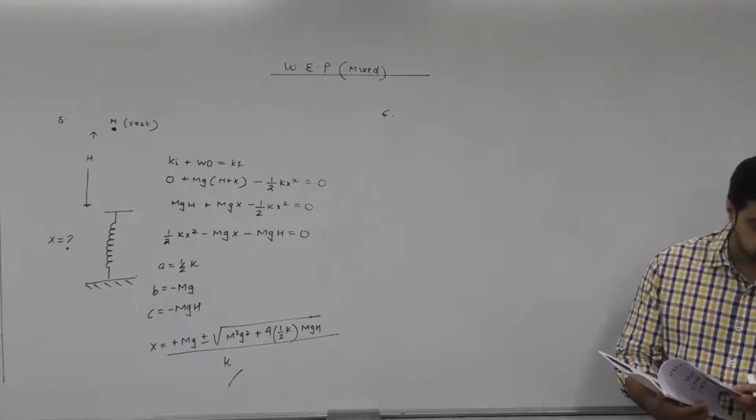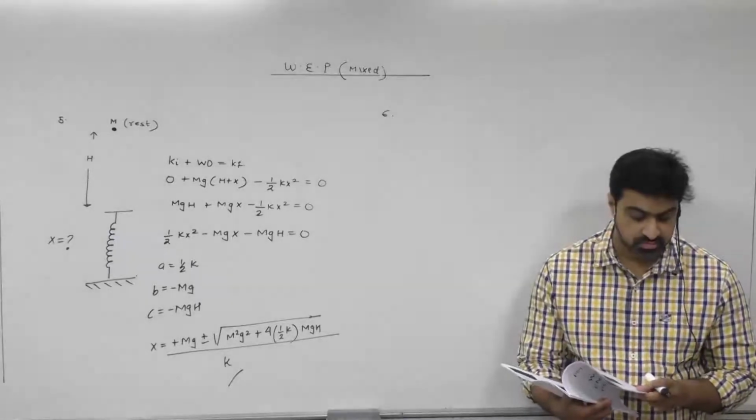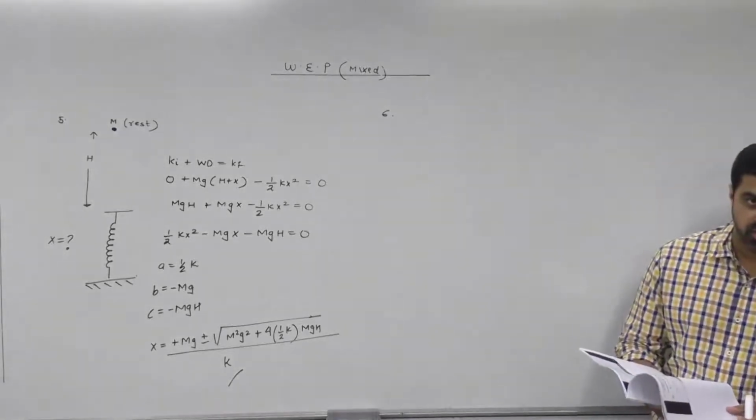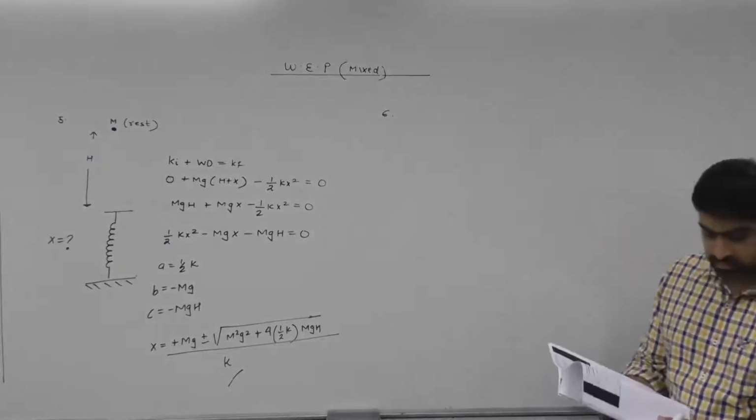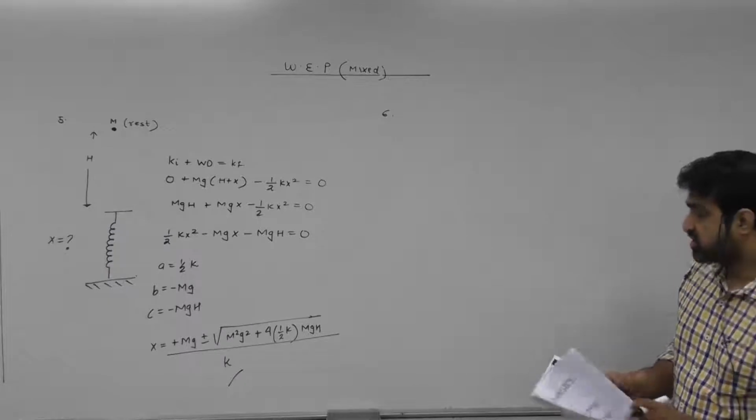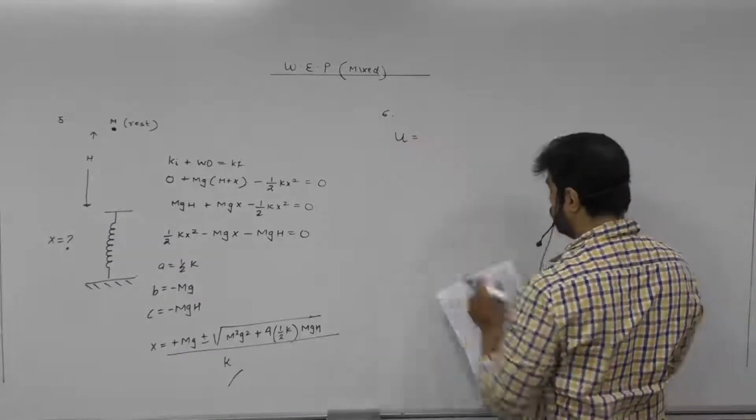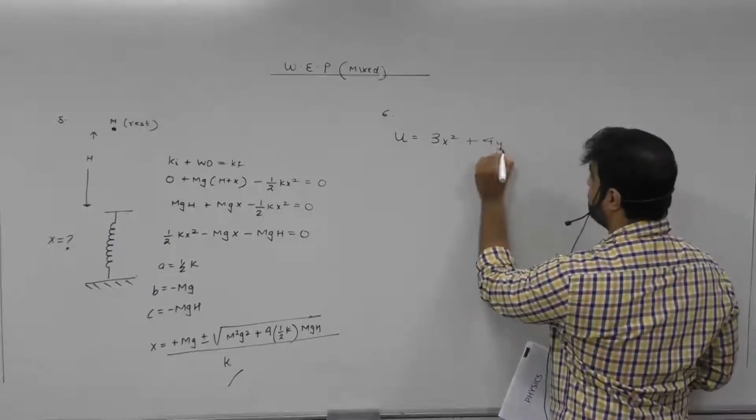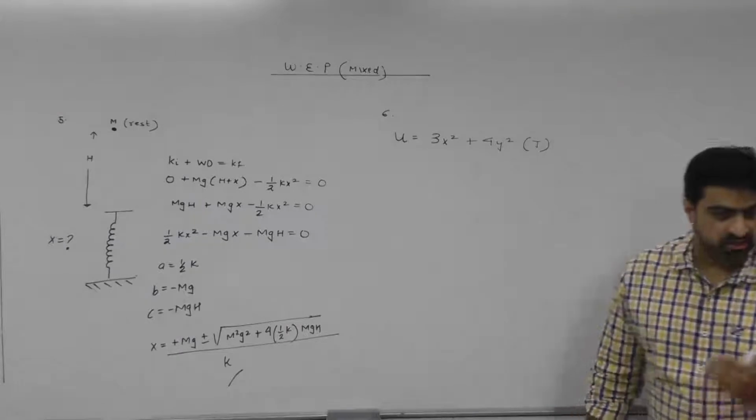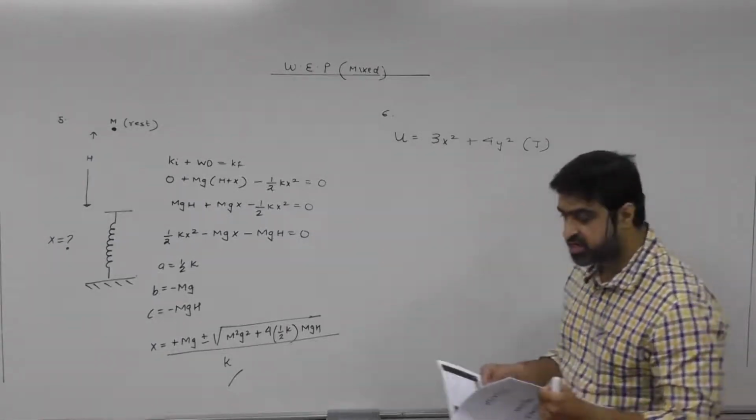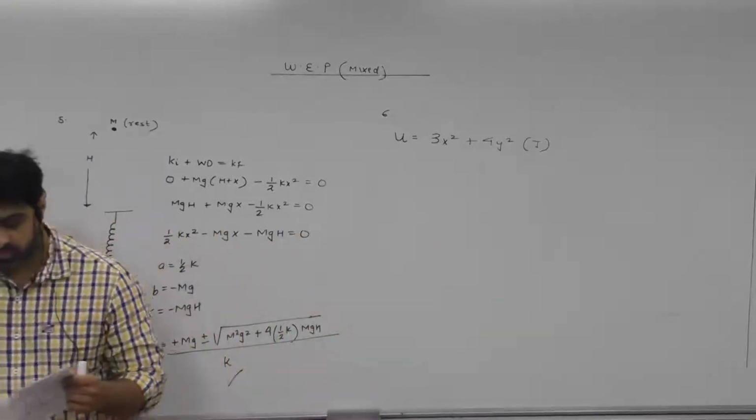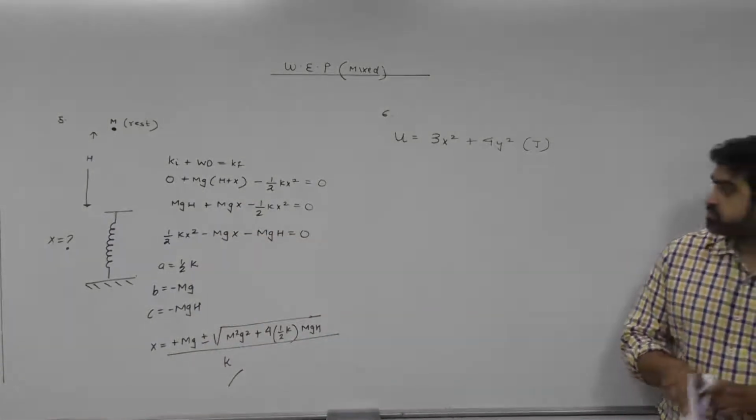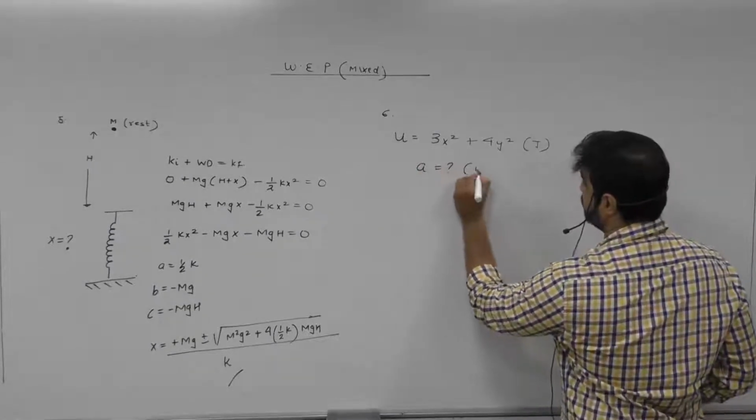Next question. In a region, the potential energy of a particle of mass 2 kg is given by U is equal to 3x square plus 4y square joule. The energy formula is given to you. Find the acceleration when it is at (1,1). Acceleration at (1,1).